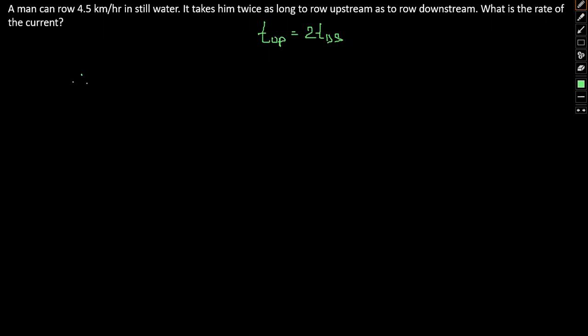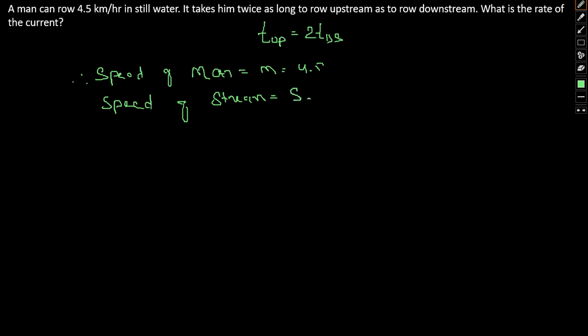Okay, so therefore let speed of man equal m, equal to 4.5, and speed of stream being s. Now for upstream the time will be given by distance by speed of man plus speed of stream, and for downstream the time will be given by total distance by speed of man minus speed of stream.